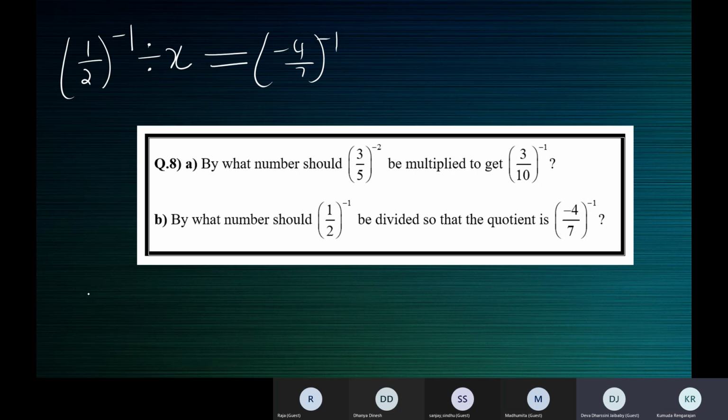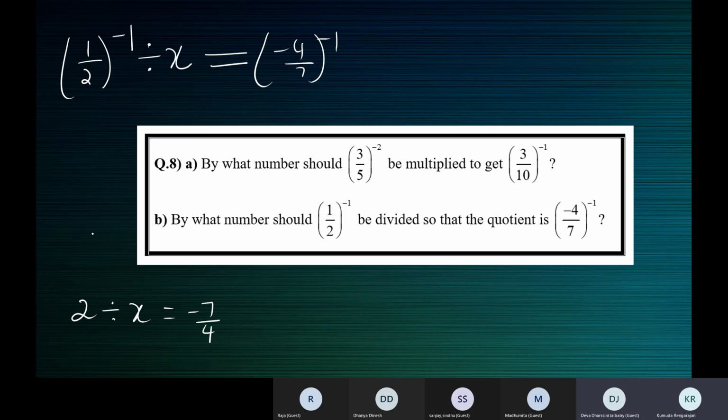Very good. So we now have to write the equivalent of 1 by 2 to the power minus 1. 1 by 2 becomes 2 and minus 1 becomes plus 1. So it's just 2 divided by x is equal to minus 7 by 4 to the power plus 1. We have to write equivalents, not reciprocals. This is correct. So next, we'll write it in a way we understand.